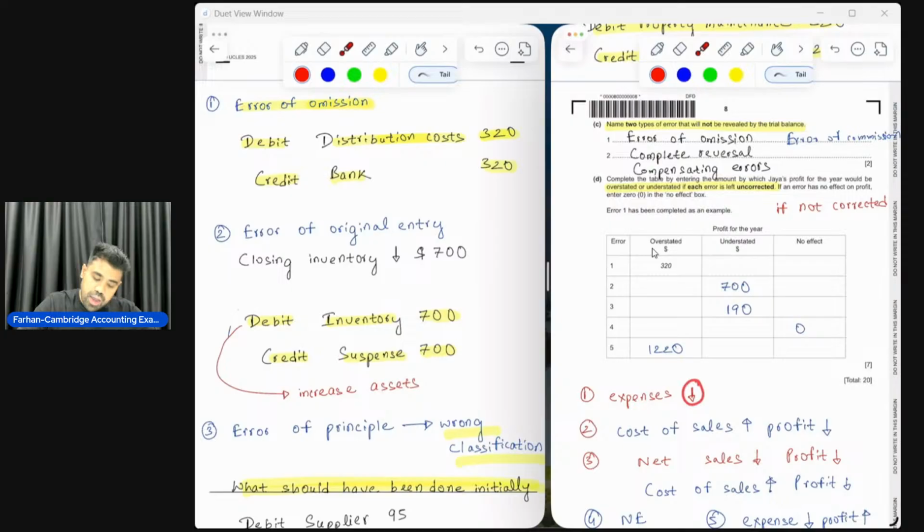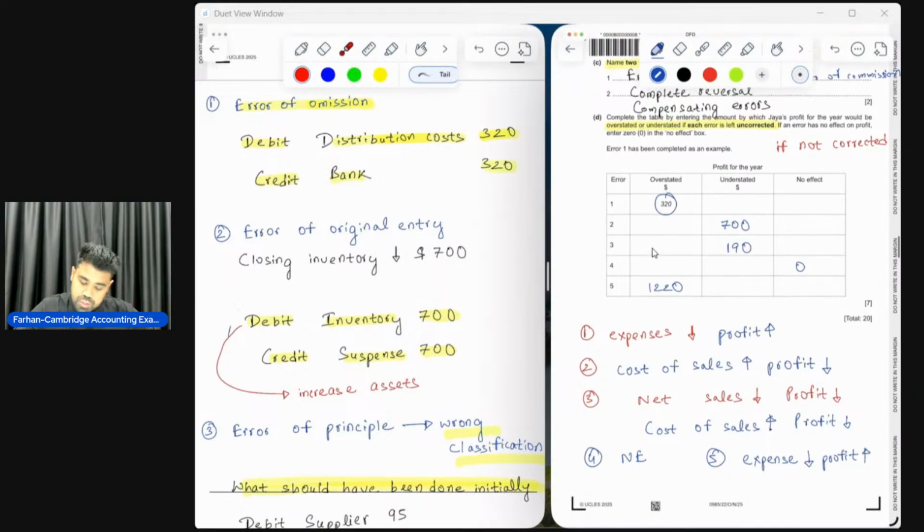When we understate our expenses, will our profit not be overstated? Obviously, it would be. So that is why we're recording $320 in the overstated column for error number 1. What about error number 2? So error number 2 is where closing inventory was understated by $700, right?